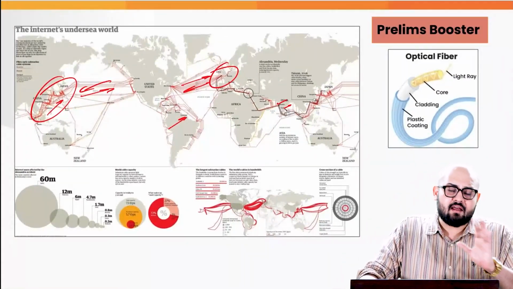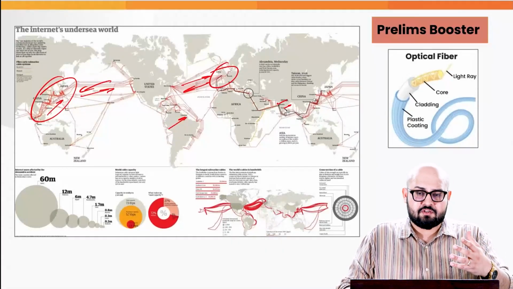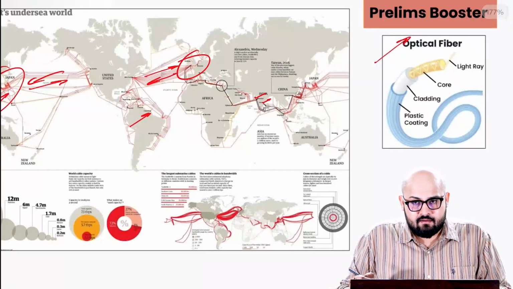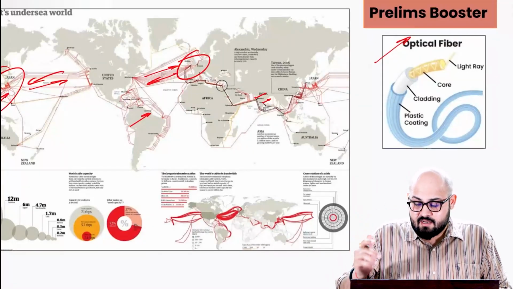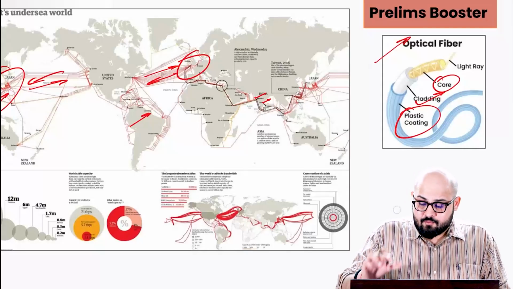In total, there are almost 600 cables, and they are really very important for the overall data transmission, including the financial transactions. Look at this. So we have the optical fiber, right? The optical fiber uses light energy to basically transmit the data, right? So it has a central part, which is the core, then it has a cladding, and then it has a plastic coating, right? So quite important.